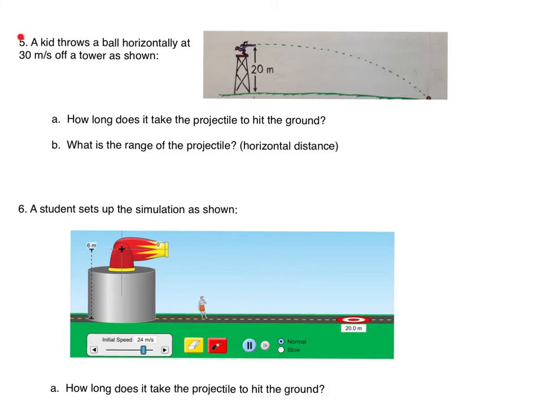Okay, we have arrived at number 5. A kid throws a ball horizontally at 30 meters per second off a tower as shown. So let's sketch in the horizontal velocity here. It's going to leave his hand going 30 meters per second and follow this parabola until it hits the ground. So we want to know how long it's going to take to hit the ground, and then what the range is, how far out from the tower it's going to land.